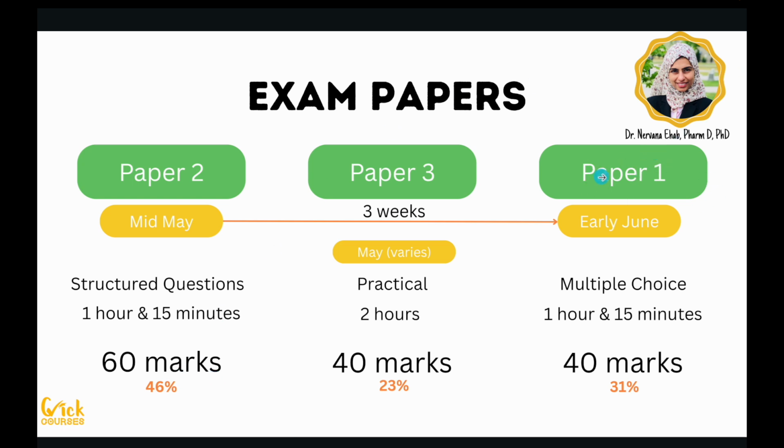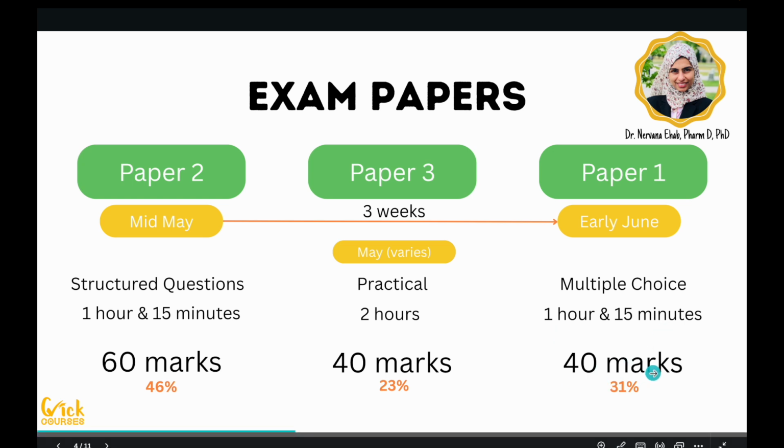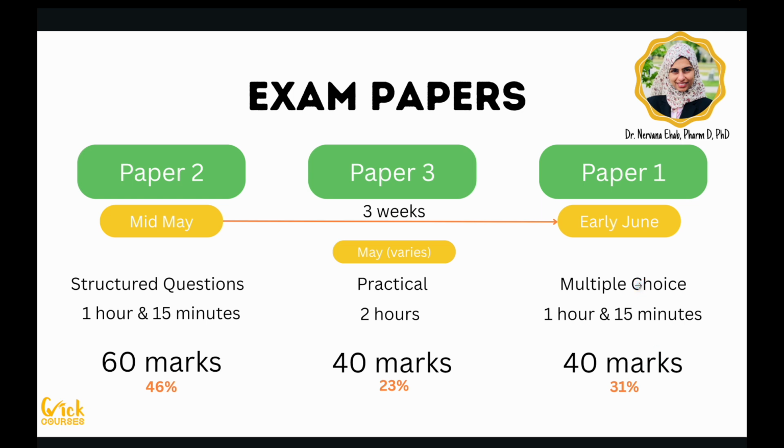Paper 1 is a multiple choice question paper. It's 1 hour and 15 minutes, even though it's only 40 marks. As you probably still remember from last year, this is really similar to paper 2 of the O level, which was also multiple choice, but that was 45 minutes only. This is 1 hour and 15 minutes. It's a little longer, actually a lot longer.